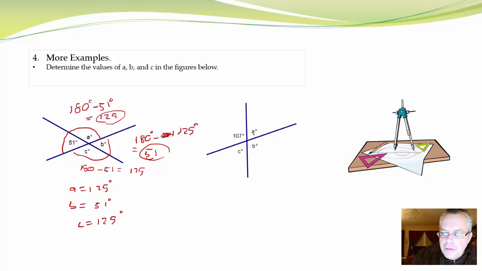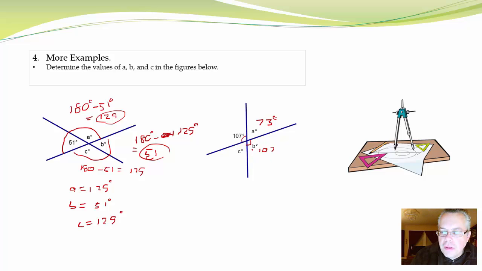A and 107, these two angles form a straight line. So 180 minus 107 is 73. This must be 73 degrees. And as we add these two, they must add to 180. So 180 minus 73 gives me the 107 again. You might remember that opposite angles are equal when lines cross this way. So we'll talk more about that next time.